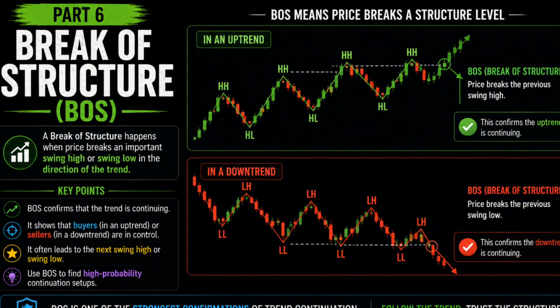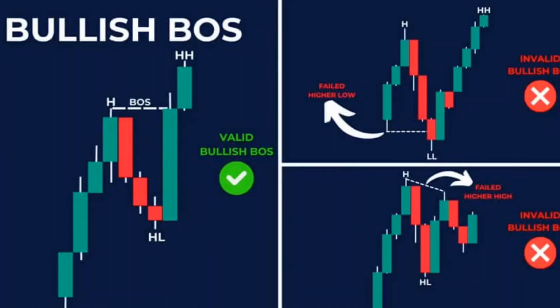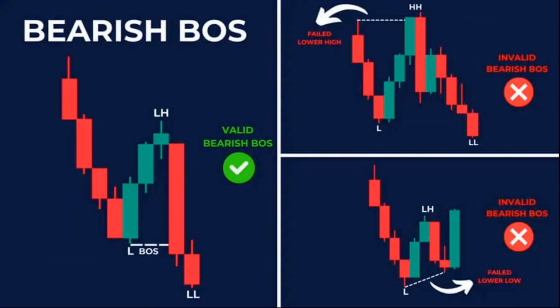Break of structure. A break of structure happens when price breaks an important swing high or swing low in the direction of a trend. Bullish break of structure: price breaks above the previous higher high. This confirms buyers remain in control. Bearish break of structure: price breaks below the previous lower low. This confirms sellers remain in control. A break of structure usually signals trend continuation.